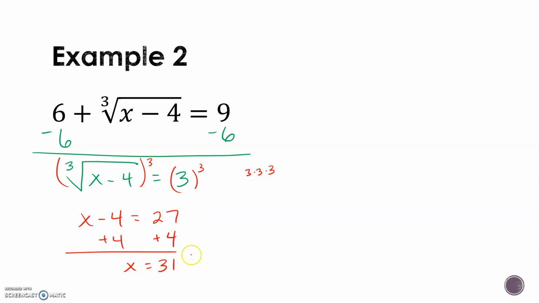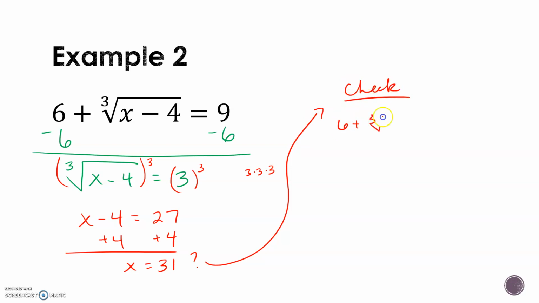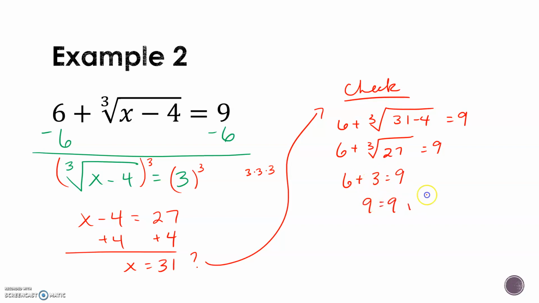Now, again, we think that is the answer. Is it really though? To make sure, check. So 6 plus cube root of 31 minus 4 is equal to 9. So 6 plus cube root of 31 minus 4 is 27. The cube root of 27 is 3. And 6 plus 3 is 9. And 9 is equal to 9, so x is equal to 31 definitely. Hopefully you got that one right if you tried it on your own.